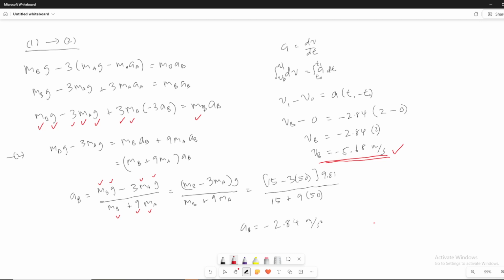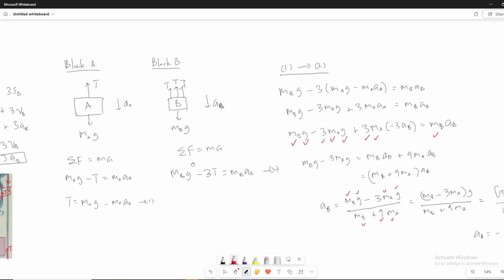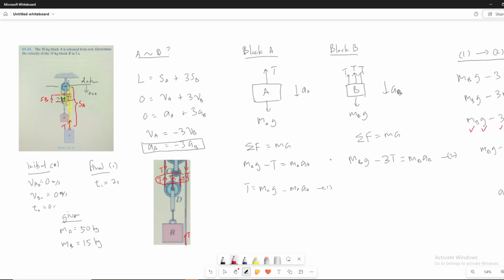Negative 5.68 meter per second means, since we assume positive is the downward direction, negative means that it goes up. So it makes a lot of sense. When A goes down, B will go up. So 5.68 meter per second, the direction is upwards.